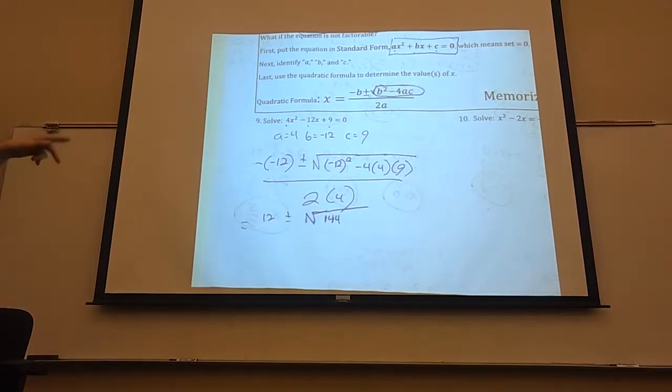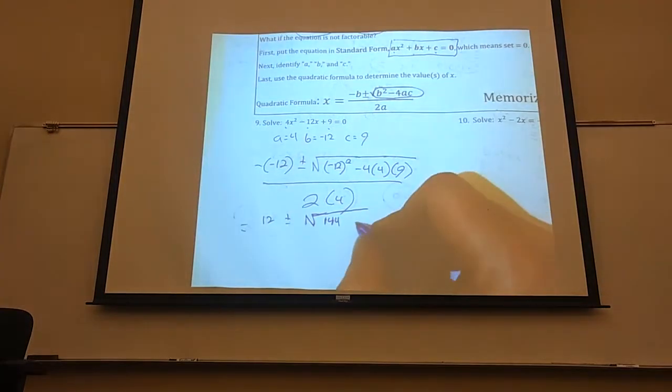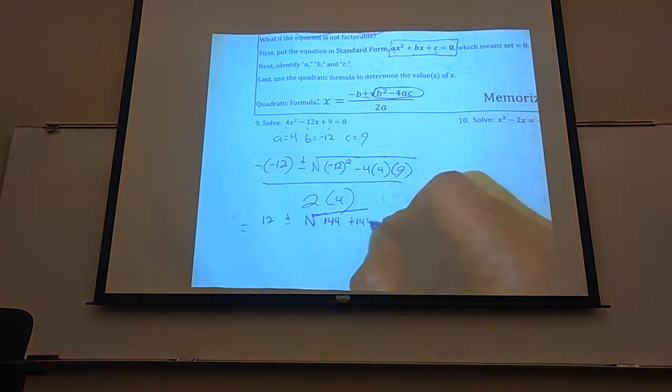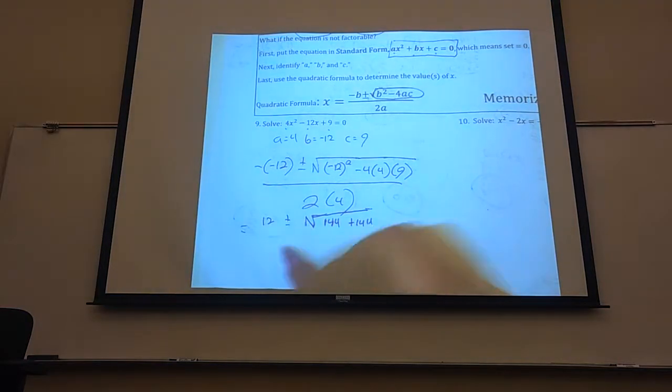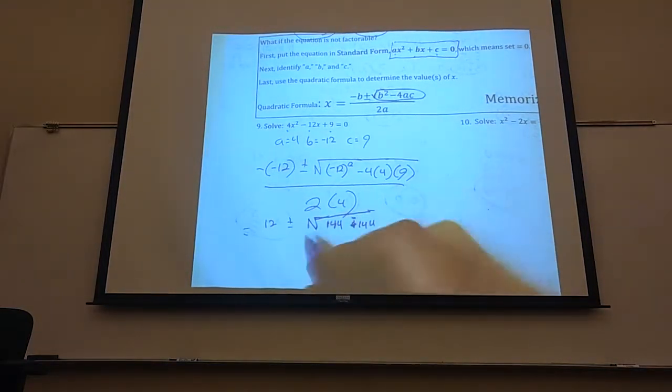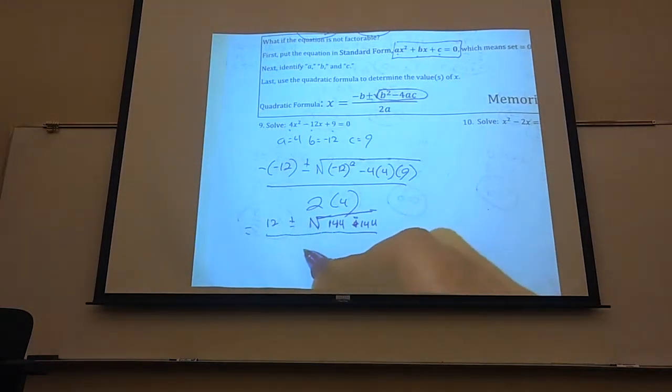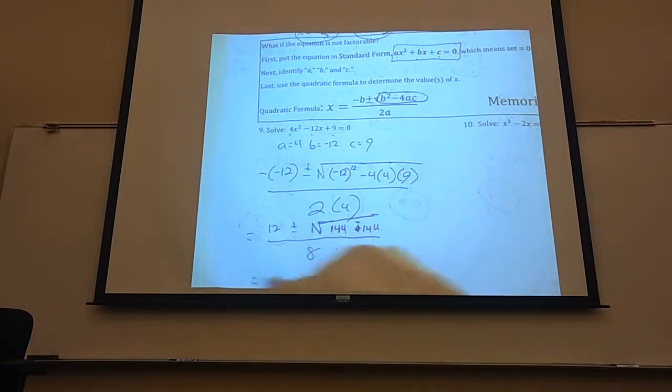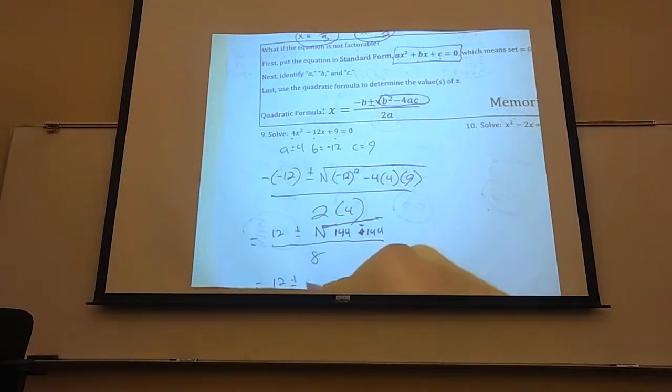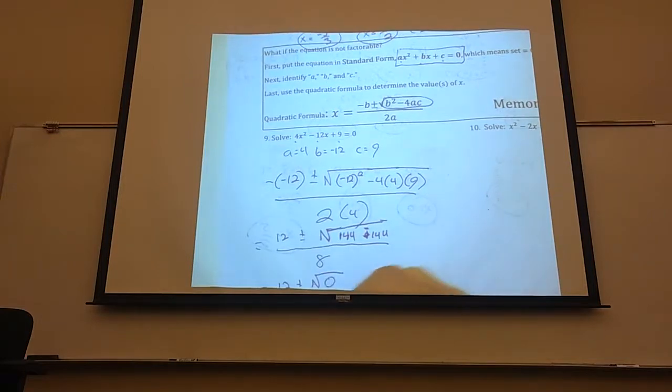Okay, no other big sign issues. 4 times 4 times 9 is, I don't know what. 144. 144? Well, that's convenient. Negative. Oh no. So I get 12 plus or minus 0 over 8.